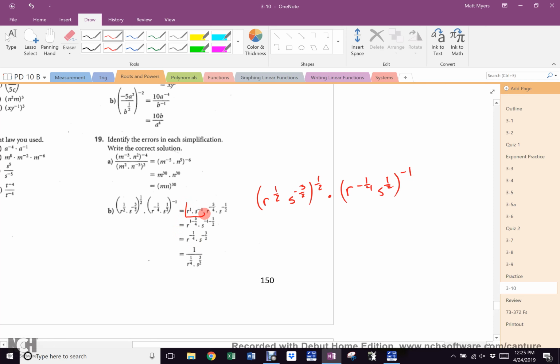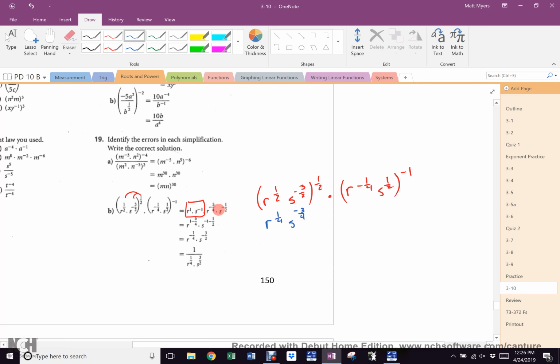Right here, he's got r to the 1 and s to the negative 1. What should happen over here? It should be times, right? What has this person done? Added. What a doofus. So that's the first mistake. So this should be r to the 1/4 and s to the negative 3/4. Now let's check this side.